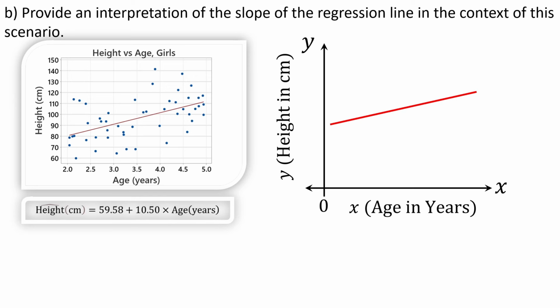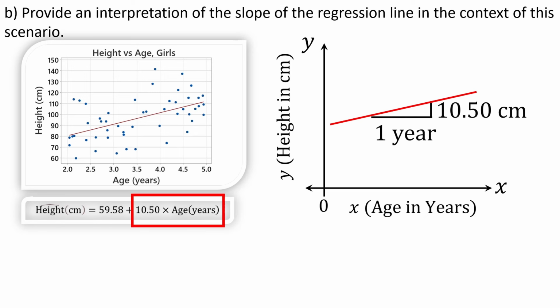Provide an interpretation for the slope of the regression line in the context of this scenario. Well, here the slope, remember, is the number that goes in front of the predictor variable. In this case, the predictor is age in years. So the number in front of that is 10.50. And so what that tells us is for every extra year of age, we expect on average to see the height of the child to increase by 10.50 centimeters.